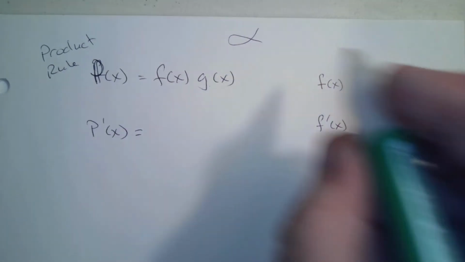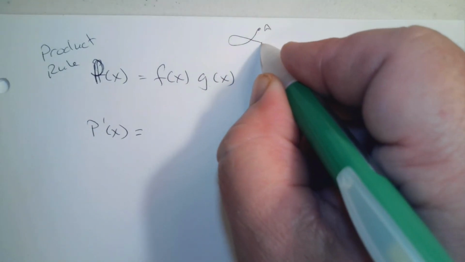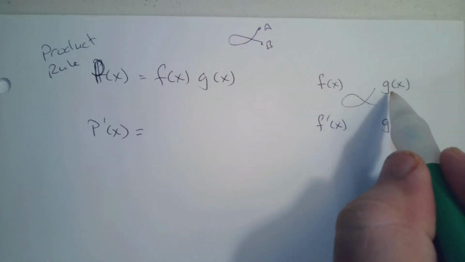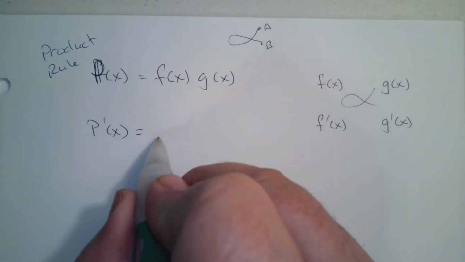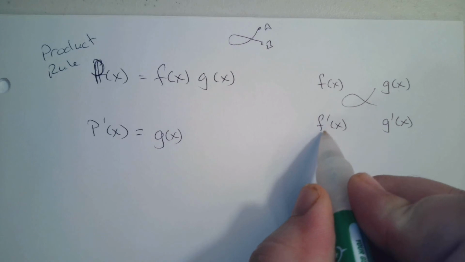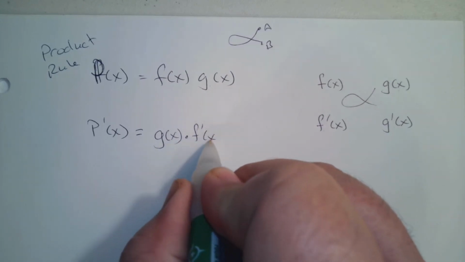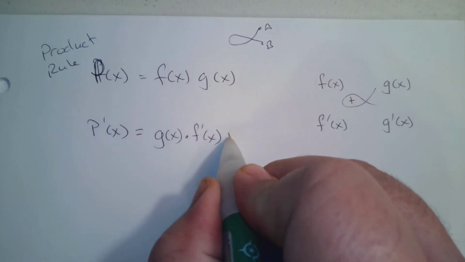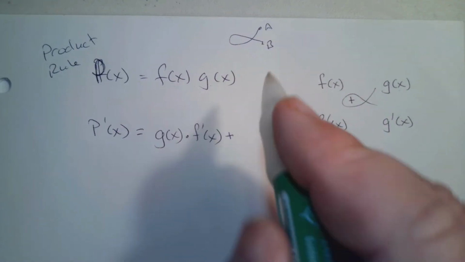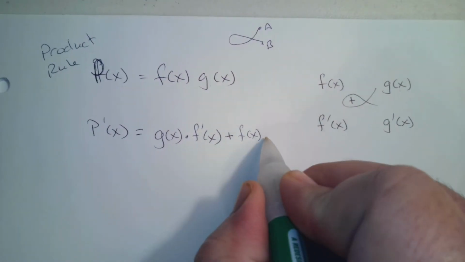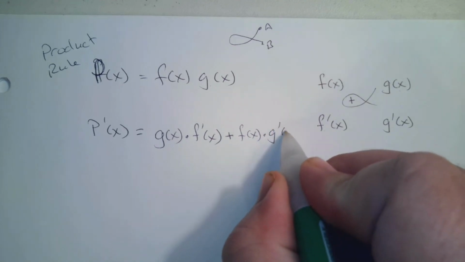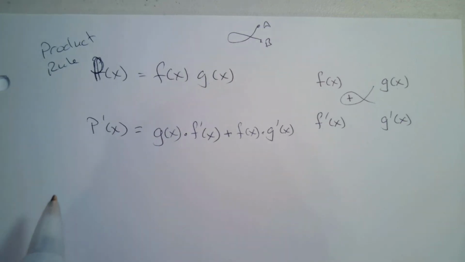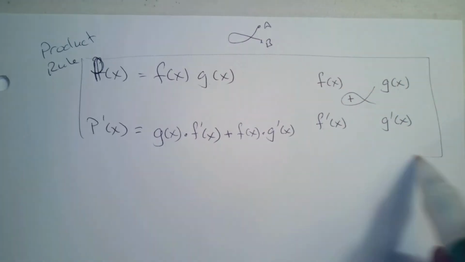Now, this fish, you start from here and end there. So, like this. What it's going to be is g of x times f prime of x. Since you're multiplying, it's getting bigger, you add the other part. F of x times g prime of x. And there's the derivative of a product.